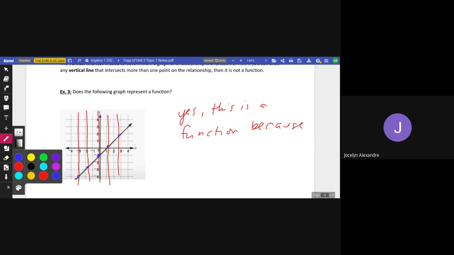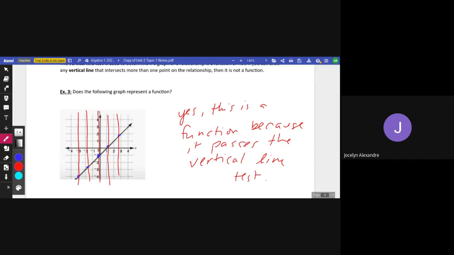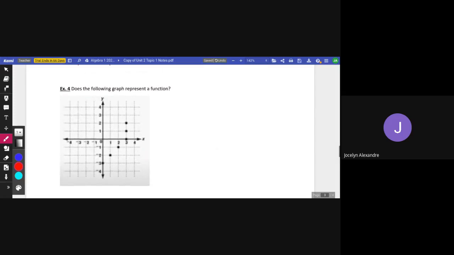So all of these vertical lines only intersect my graph one time, so that means it passes the vertical line test. So yes, this is a function because it passes the vertical line test. All right, let's move on to the next one. So does this represent a function?